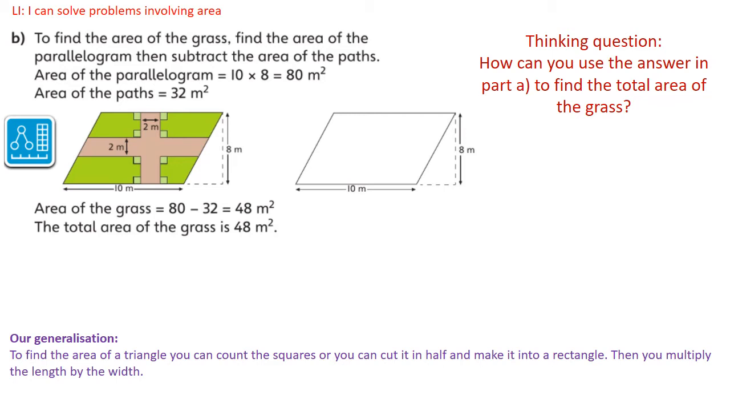So the garden is made up of grass and path, nothing else. So we take the total area of the whole garden, take away the area of the path, and we will be left with the area of the grass, which is 48 meters squared.